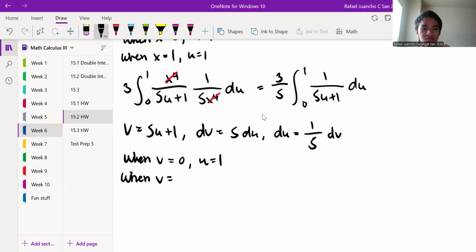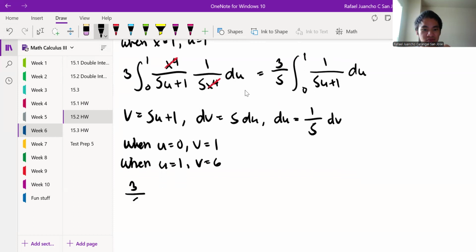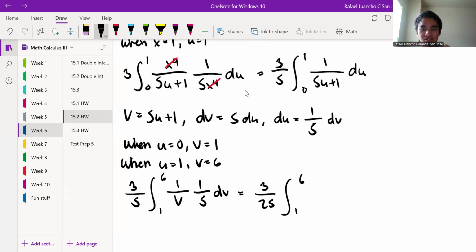And when my v is 1, or wait, what am I doing? When my u is, I have it in reverse. When my u is 0, my v is basically 1. When my u is 1, my v is basically 6. So I have a new integral, 3/5, 1, 6, 1 over v, right? Then my du is 1/5 dv. So I get 3 over 25, 1, 6, 1 over v dv.